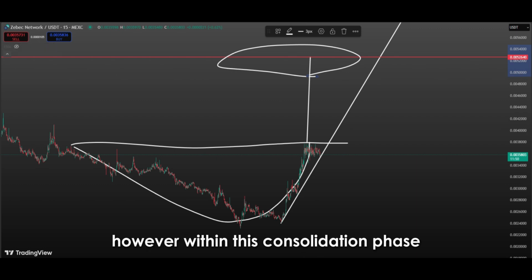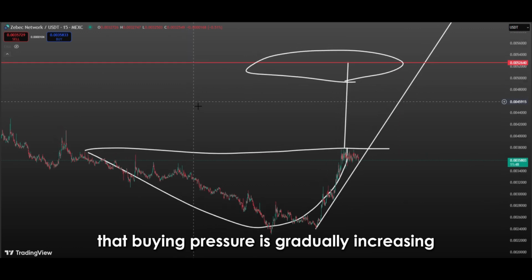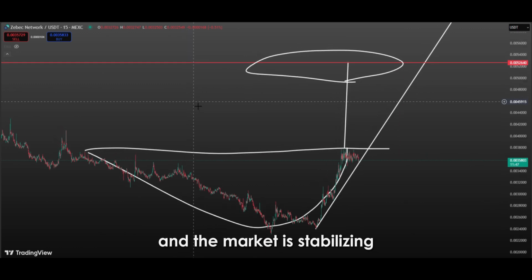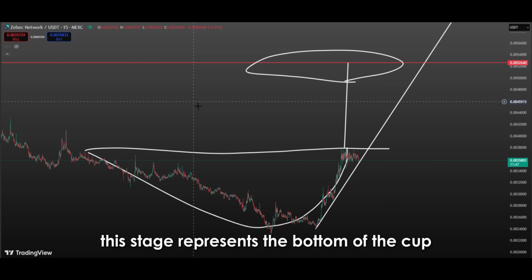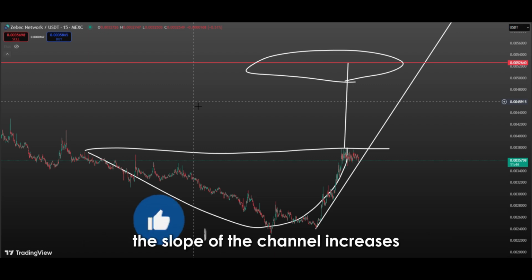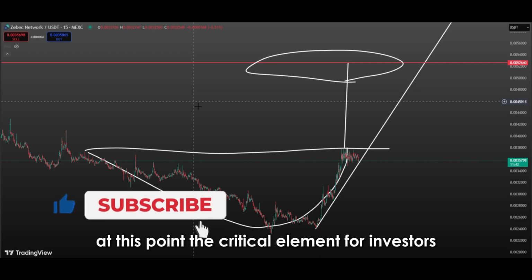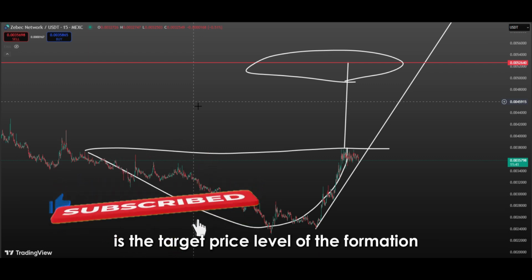However, within this consolidation phase, it becomes evident that buying pressure is gradually increasing, selling pressure is decreasing, and the market is stabilizing. This stage represents the bottom of the cup. Subsequently, the price movement accelerates, the slope of the channel increases, and the price begins to rise. At this point, the critical element for investors is the target price level of the formation.